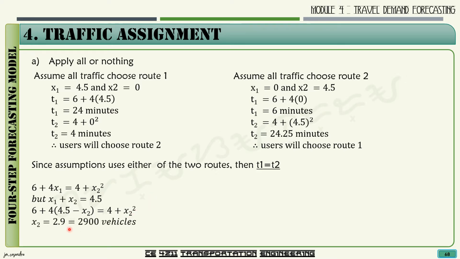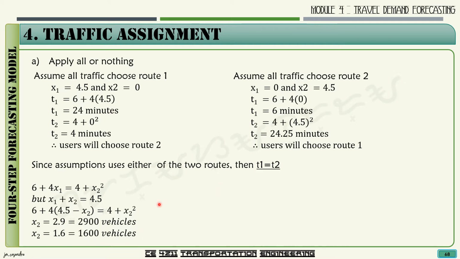Simplifying, we'll now be able to get a value of x2, which is 2.9 in terms of thousand vehicles per hour, or that's equivalent to 2,900 vehicles. Or x1 now will be equivalent to 1.6, or that's 1,600 vehicles. So this is now the distribution, the traffic assignment. In here, it means that if we're going to apply the all or nothing route, 2,900 vehicles should use route 2 and 1,600 vehicles should choose route 1.